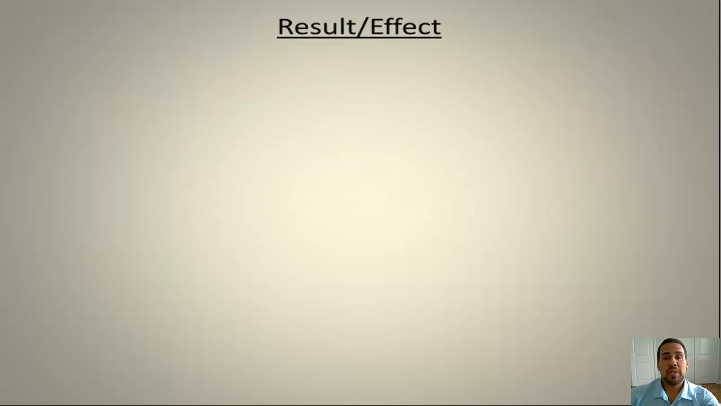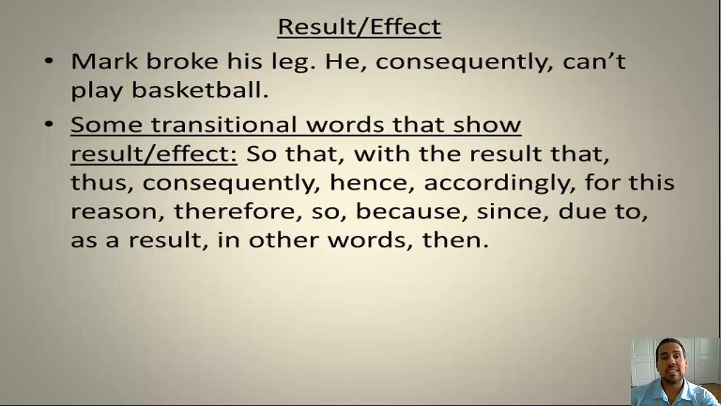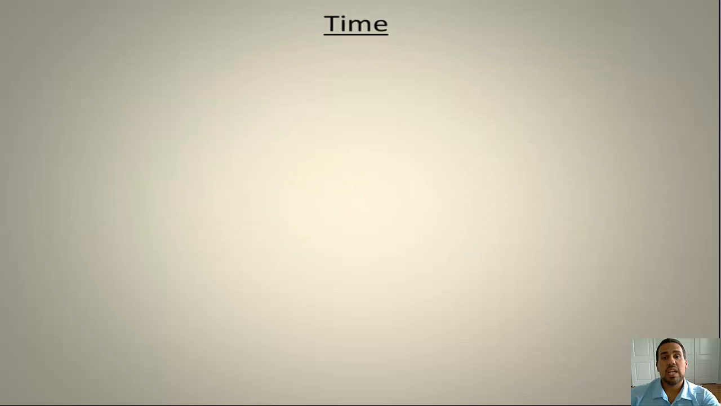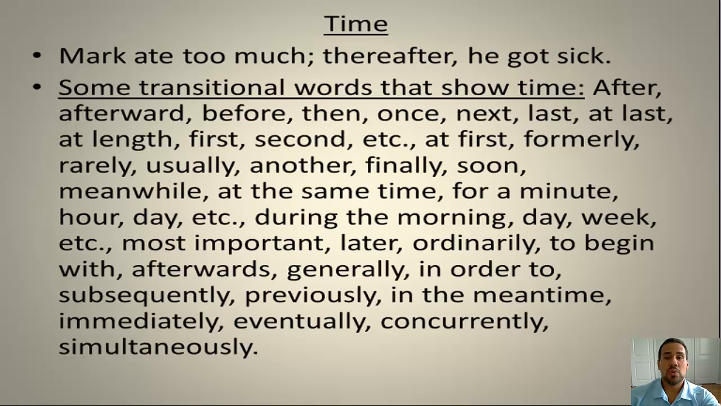Maybe you wanted to show something was the result of, or the effect of something else. Mark broke his leg. He consequently can't play basketball, right? Because of this, then that. We could use words like you see here. Maybe you wanted to show a relationship in time between an event or a person or some type of action. Mark ate too much. Thereafter, he got sick. You can use some transitional words like these.